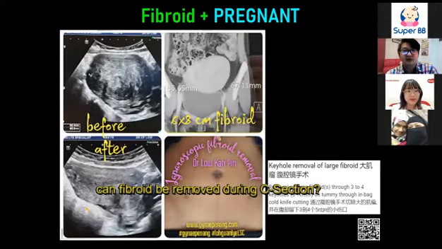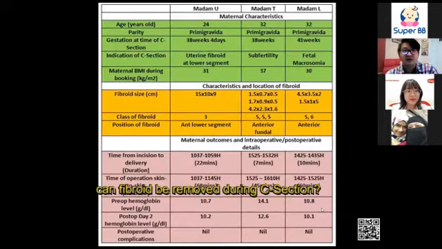If the fibroid is low and the womb is very big, we have an upper segment and a lower segment. If it affects the method of delivery in the next pregnancy, she can still deliver normally. But if the fibroid is on top and we remove it, there will be weakness of the womb on top, so her next pregnancy will need a cesarean section and cannot be a trial of normal delivery.